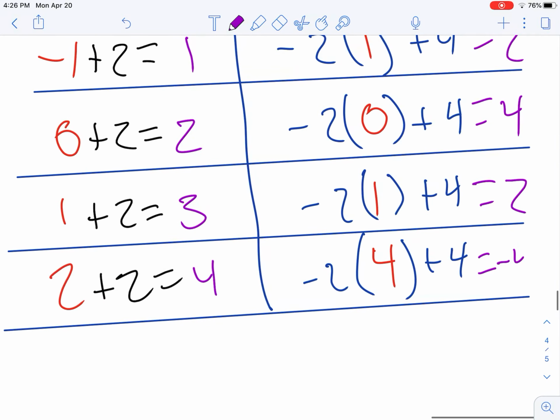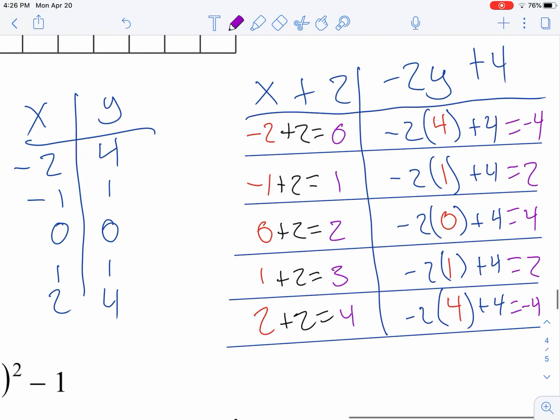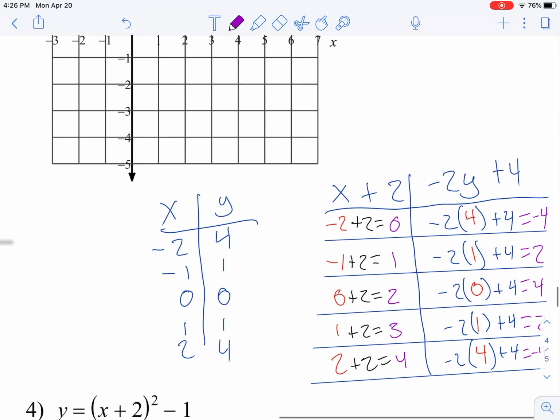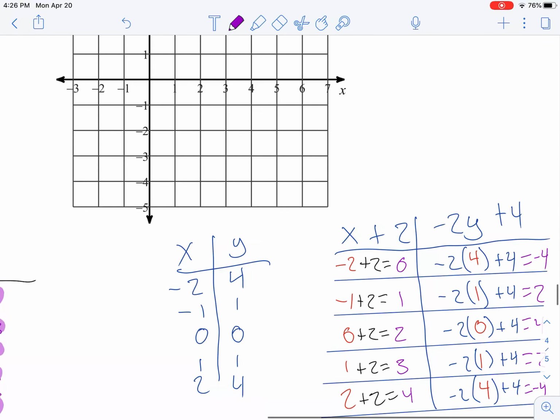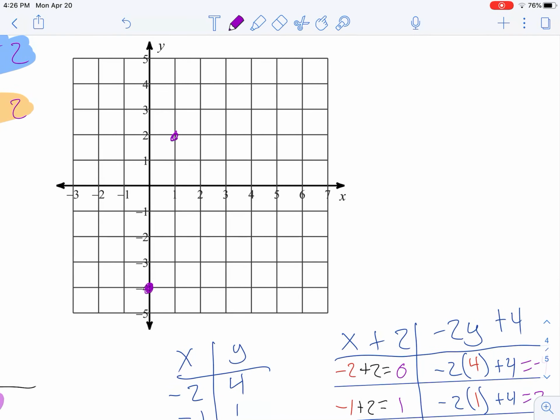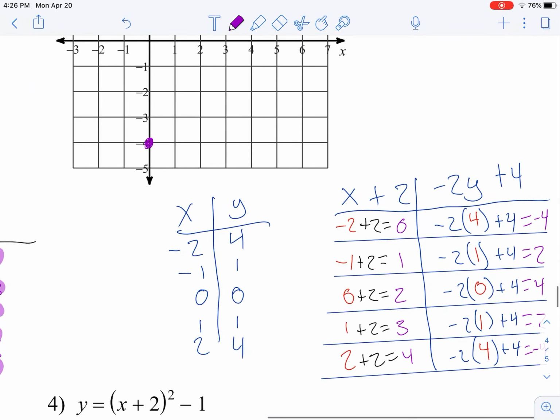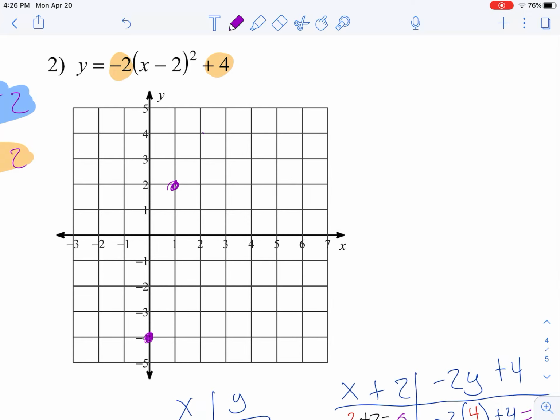I have enough room there. There we go. Okay. So I can plot each of those points. (0, -4) will be down here. (1, 2) is going to be up here.